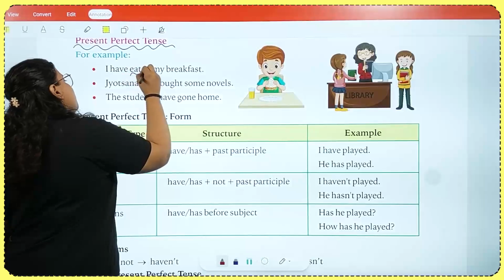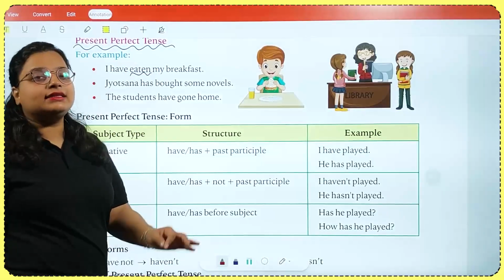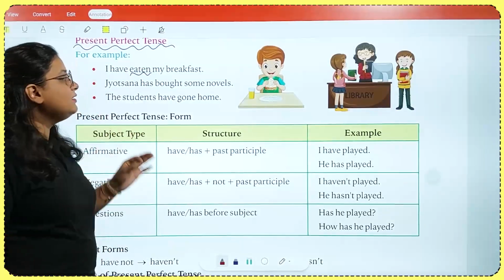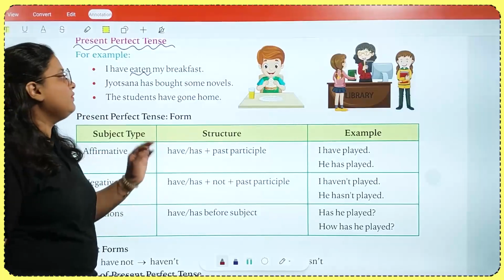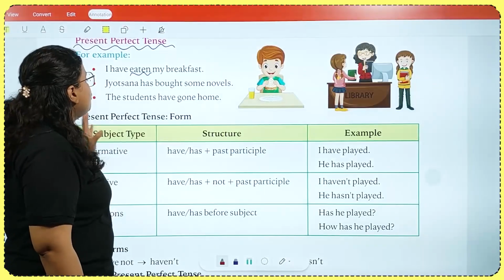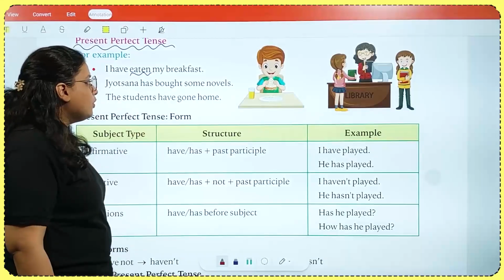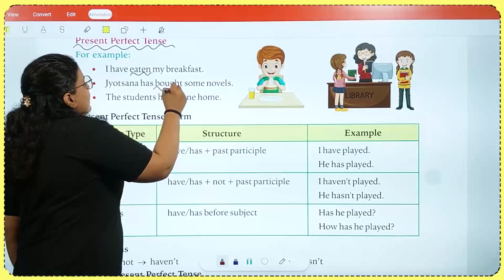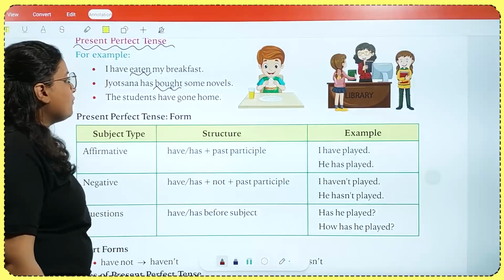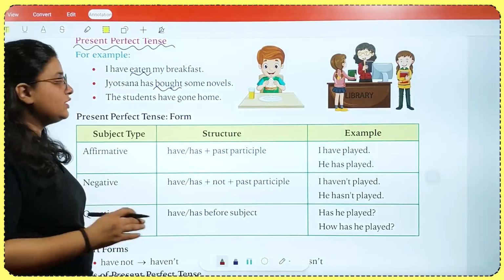So this will show the completion of task in the present moment. I have eaten my breakfast. Right now you have completed the task. Jyotsana has bought some novels. उसने कुछ novels लाई. The students have gone. Students घर चले गए हैं.